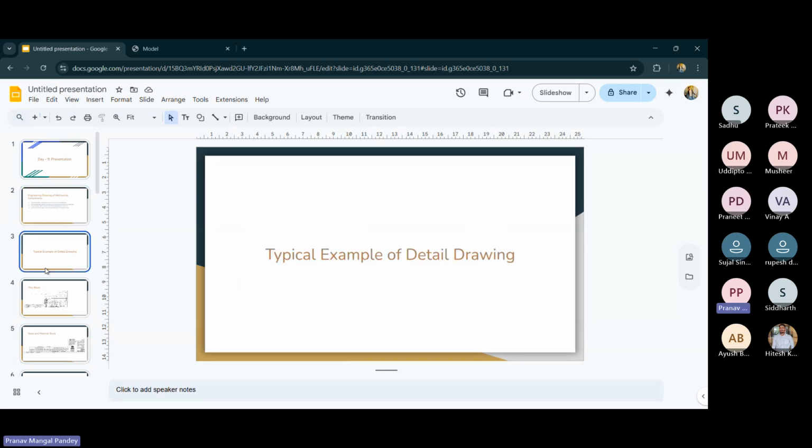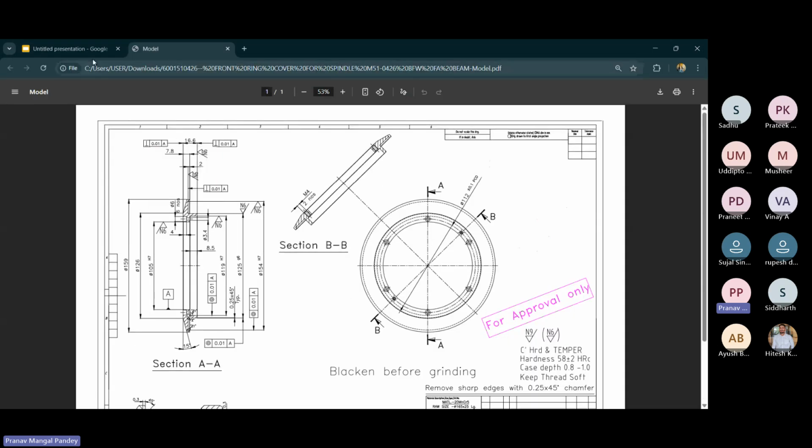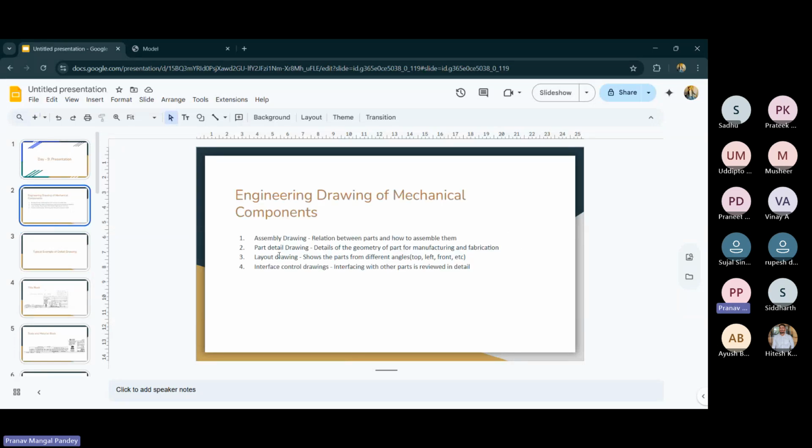So I gave a detailed drawing example. This is also present in your Notion. I will give it in the reference. Did anything confuse you in these four? I could not understand what is interface control drawing.